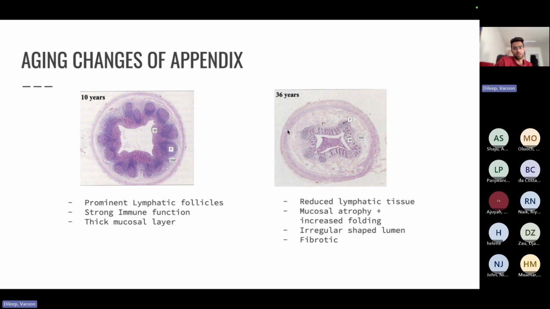Now, this is due to the fact that as the appendix ages, it goes through fibrosis. What this means is that this makes the tissue in the tunica submucosa appear more dense and less cellular. So if you zoom in into these here, the tunica mucosa of the person with the 10-year-old appendix would be more cellular. However, when we look at the tunica mucosa of the 36-year-old appendix, it would be more dense.